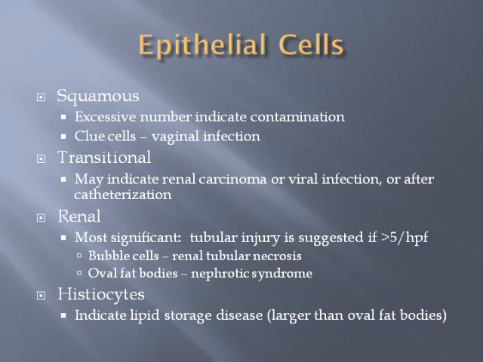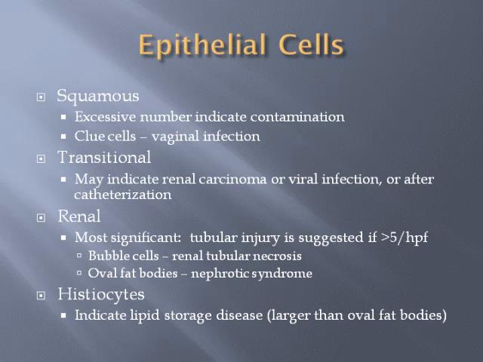And so it's common to see squamous epithelial cells. It's fairly normal. It's part of the normal sloughing process of the urogenital tract. You're going to see, obviously, a lot more squamous epithelial cells in women than in men. Transitional epithelial cells can indicate renal carcinoma or perhaps a viral infection, or you might see them after catheterization.